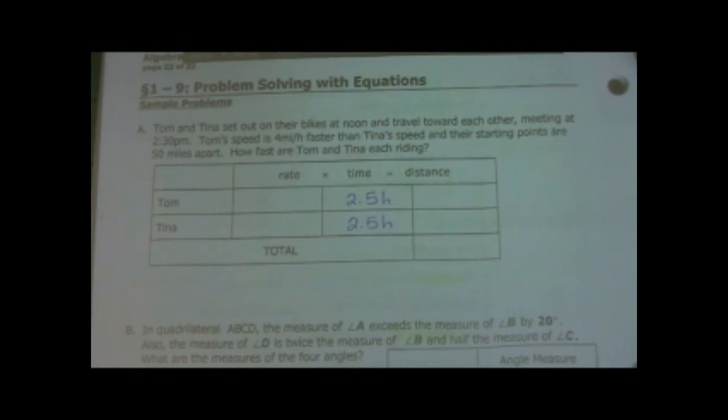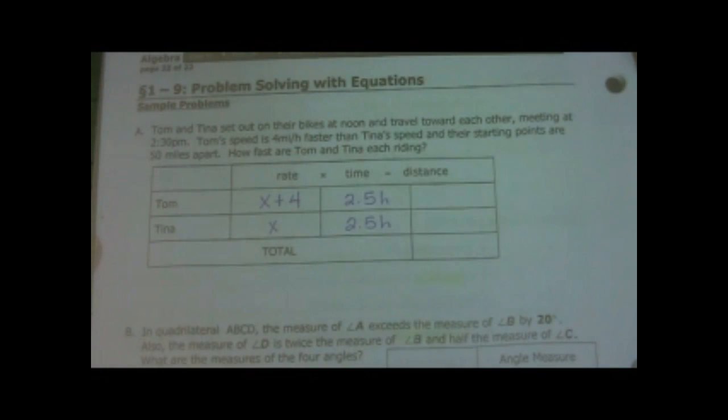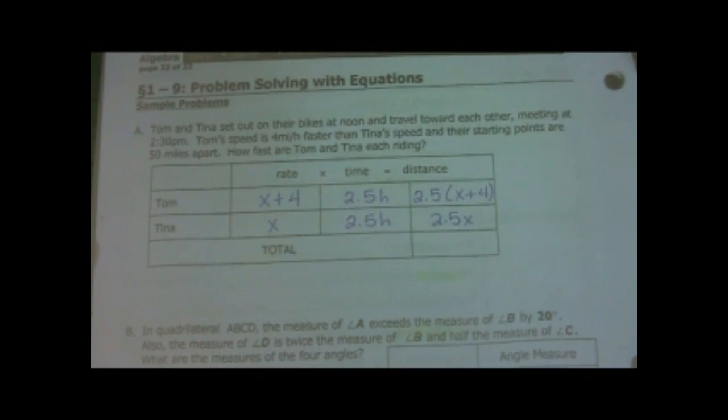Now, their speed, we need that. We don't know that. Here's what we're going to do. Take Tina, make hers x. Here's what we know about Tom. Tom's speed is 4 miles an hour faster. So his speed is whatever this is plus 4. 4 plus x. Beautiful. Now, the way that we get the distance is rate times time. So we're going to take this times this and write it here. See where I'm going with this?